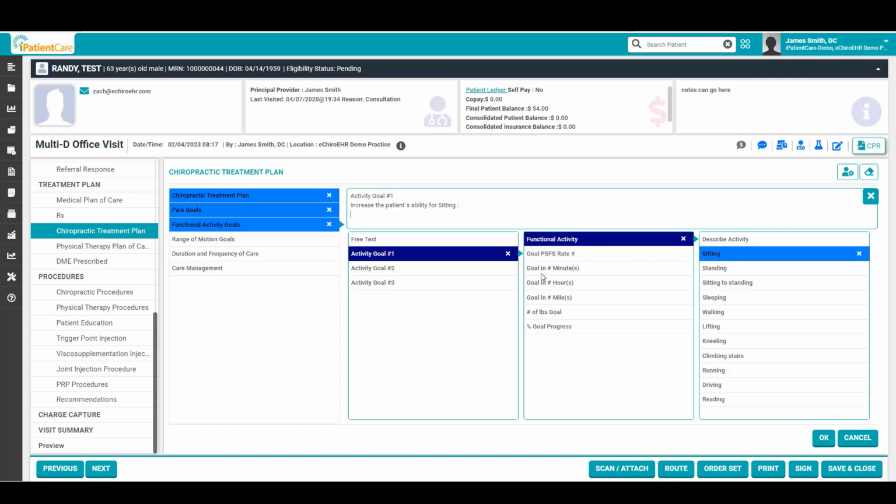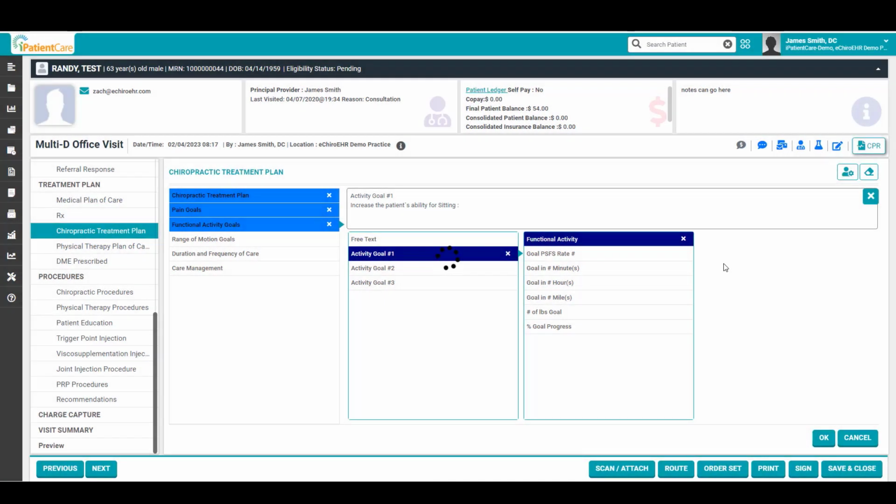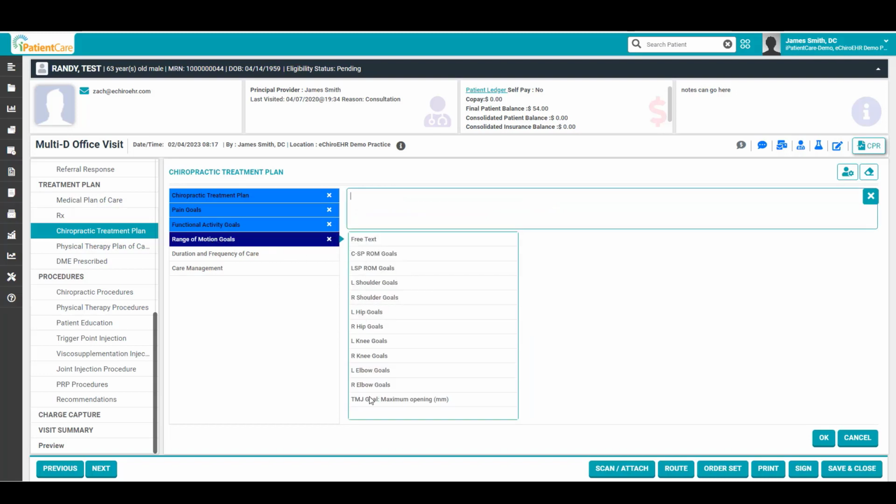We could also measure sitting in minutes or hours. So we're going to go ahead and click on minutes, and we want the patient to be able to do what they are able to do and achieve that 60 minutes. That would be our goal because that's what they could do prior to the injury. Finally, we also can do objective findings as goals.